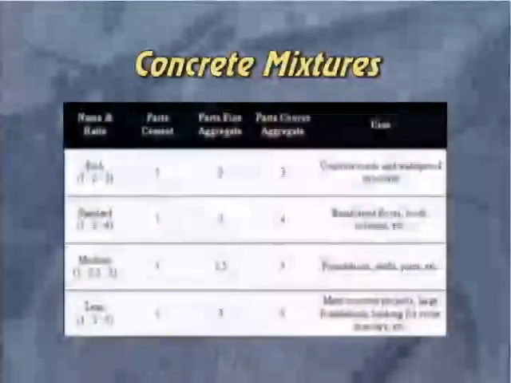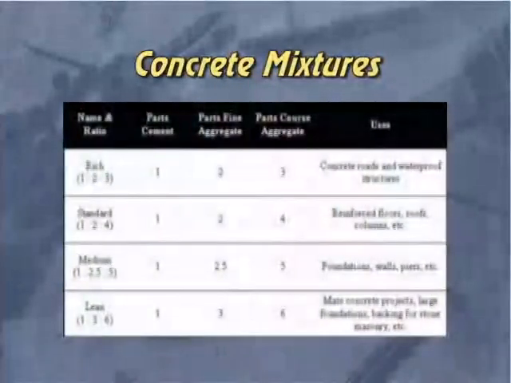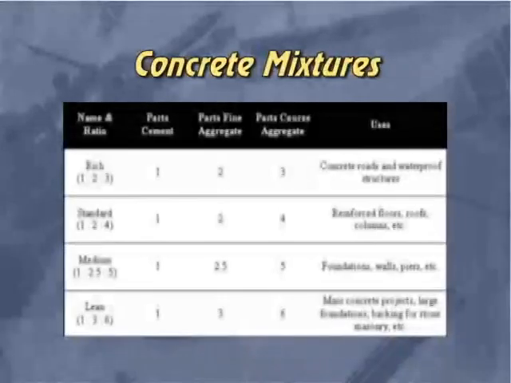Let's look at mixing concrete on the next page. As you use concrete, you'll find out there's any number of mixtures. And generally, as it indicates on the page here, there are 4 different types of mixtures, going from rich to standard to medium to lean. And it's based on how much cement there is in the overall mix. As you can see, when we go from rich to lean, there's less cement.